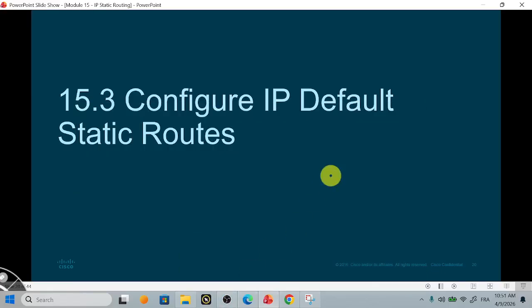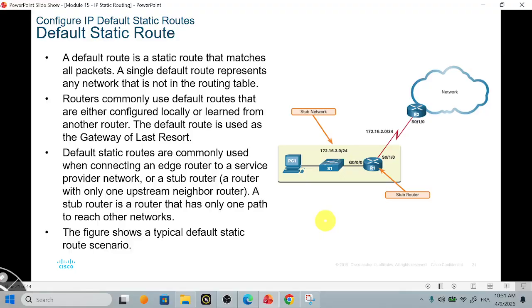Today, throughout this lecture, I'm going to explain to you how to configure IP default static routes. A default route is a static route. You define it as a static IP route by using the command ip route that matches all packets. What does this mean? A single default route represents any network that's not in the routing table.